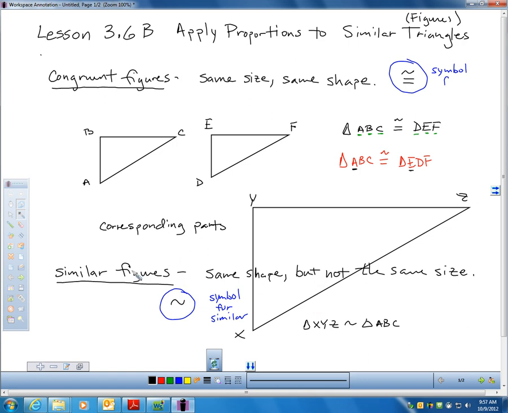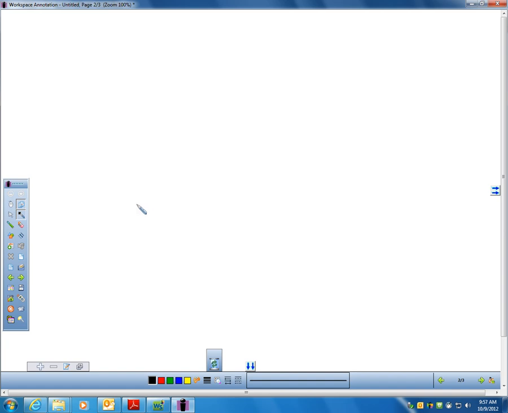Okay? Now, with that, something else important we need to talk about. Go to the middle of page 174. When you have similar figures, there are special properties that are true in similar figures. So maybe I'm just going to write similar figure properties.